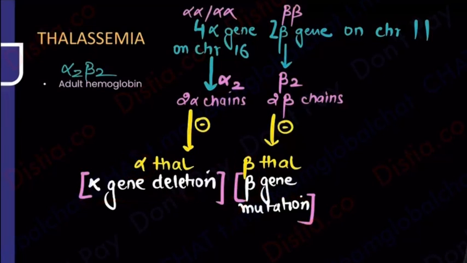Okay, so what are the questions that you get? How many chains are there? 2, 2, but how many genes are there? 4, 2. Not 2, 2, but 4, 2. And 4 alpha genes are present on which chromosome? Chromosome 16. 2 beta genes are present on which chromosome? Chromosome 11. And your basics of the hemoglobin are done.